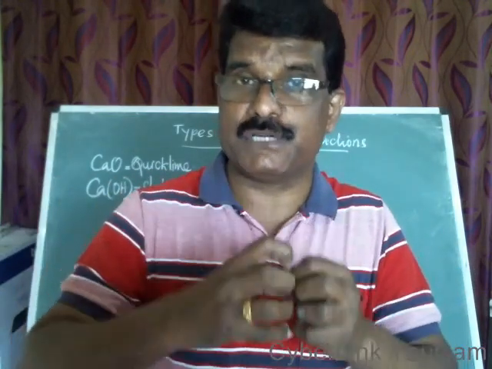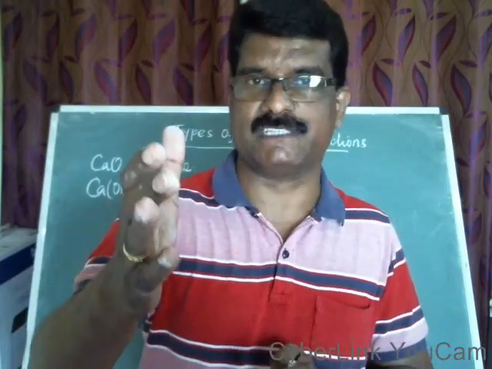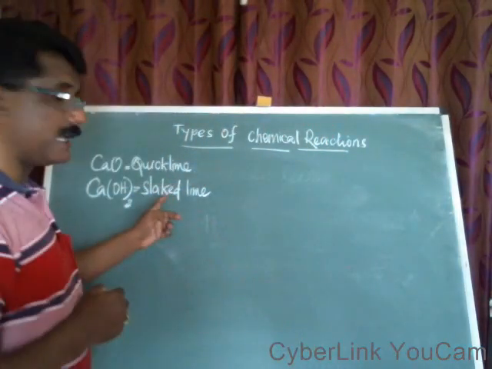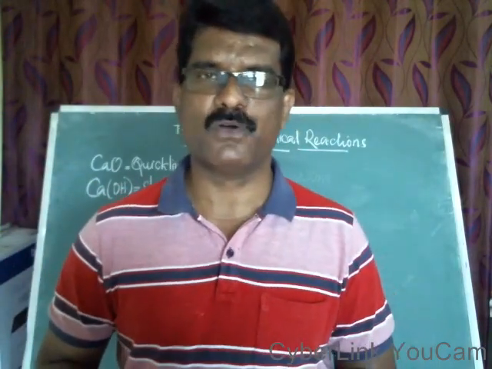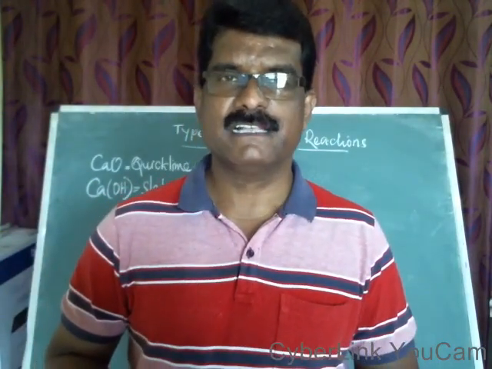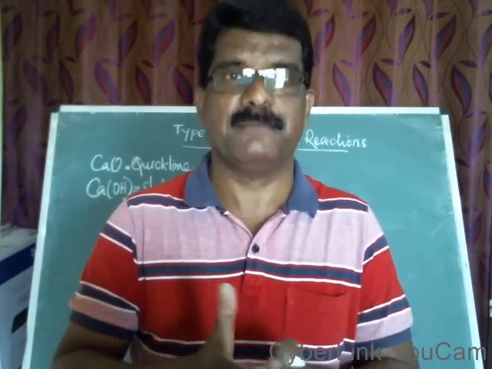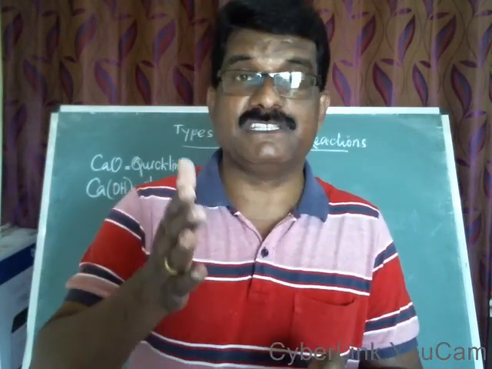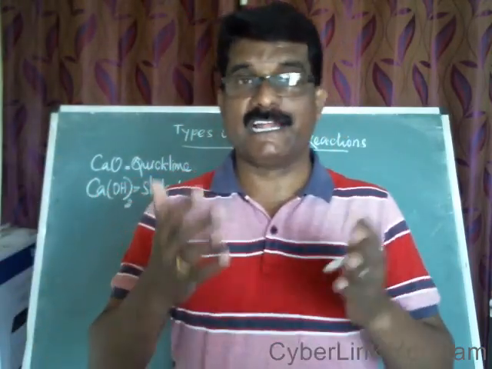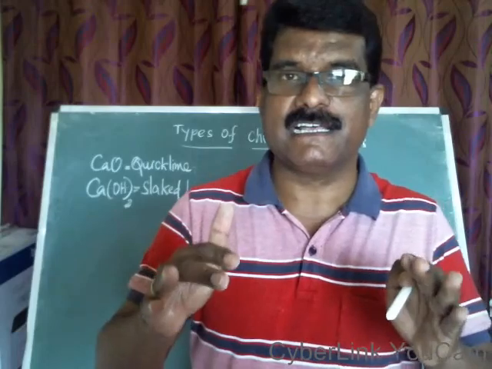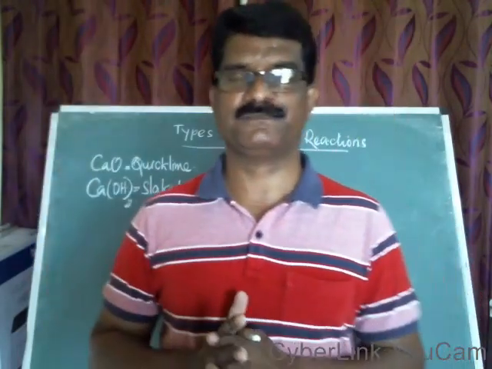They joined together, combined together, and we got calcium hydroxide. Calcium hydroxide is known as slaked lime. Have you seen slaked lime or calcium hydroxide? Calcium hydroxide or slaked lime is nothing but the thing which you are using for whitewashing. Slaked lime or calcium hydroxide is the chemical substance which is used for whitewashing the walls.